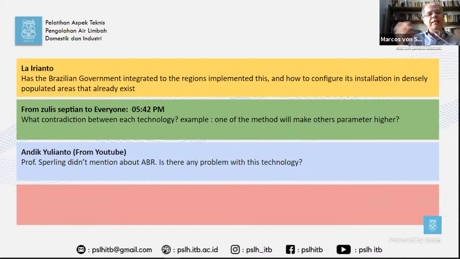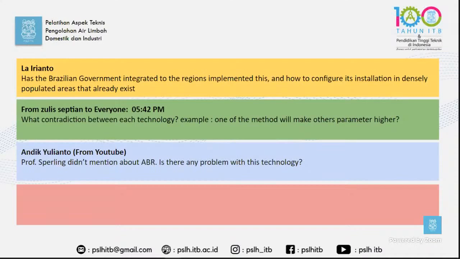Okay. Then the next one is regarding the ABR, the anaerobic baffled reactor. So you did not mention anything about the ABR.